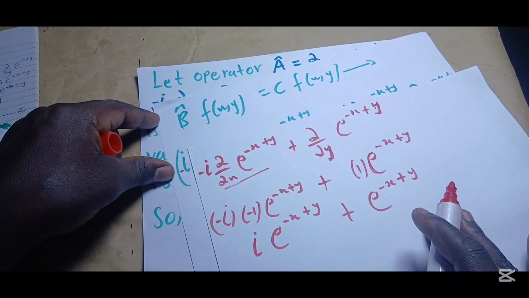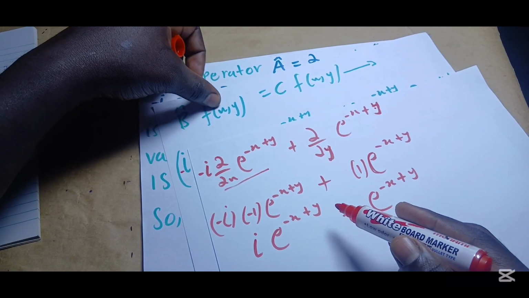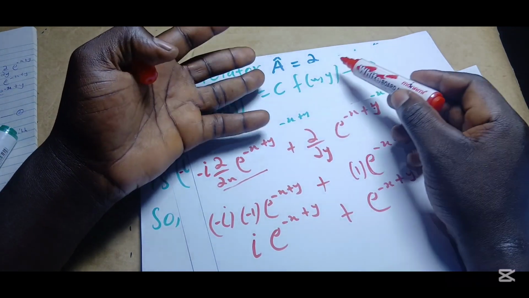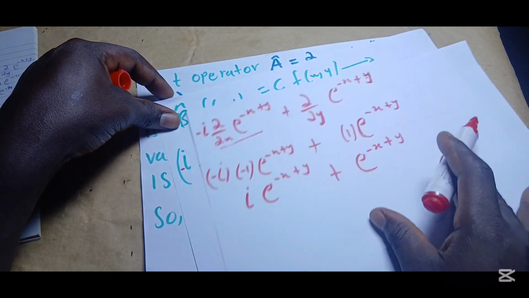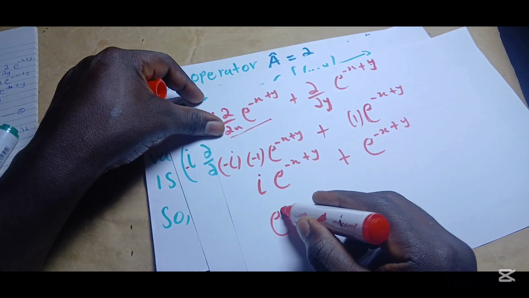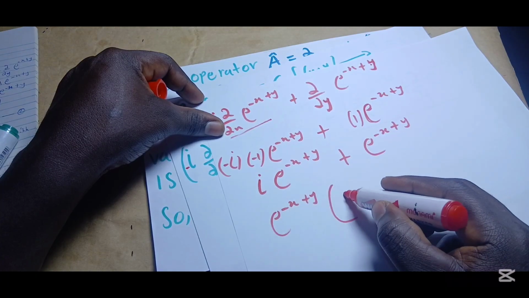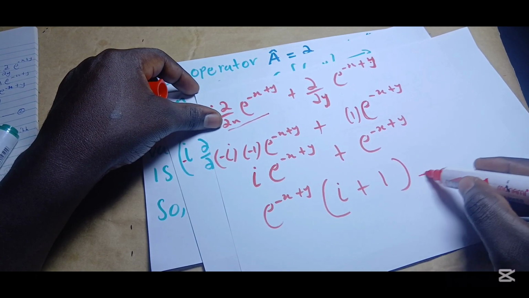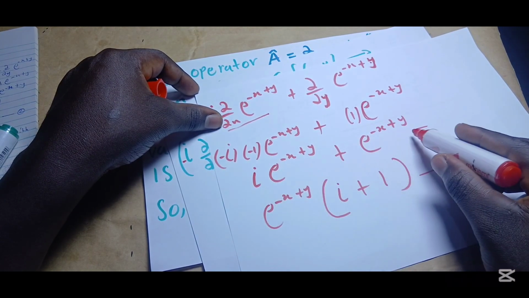We are to see whether e to the power minus x plus y is an eigenfunction on the function f of x plus y. So we try to compress the whole thing in the idea of eigenfunctions. So now let's factor e to the power minus x plus y out. If we bring e to the power minus x plus y out into a bracket, we will have i and then plus 1.